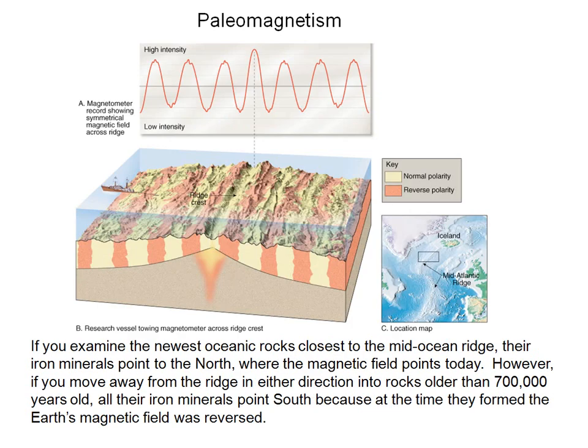If you examine the newest oceanic rocks closest to the mid-ocean ridge, their iron minerals point to the north, where the magnetic field points today. However, if you move away from the ridge in either direction into rocks older than 700,000 years old, all their iron minerals point south because at the time they formed, the Earth's magnetic field was reversed.